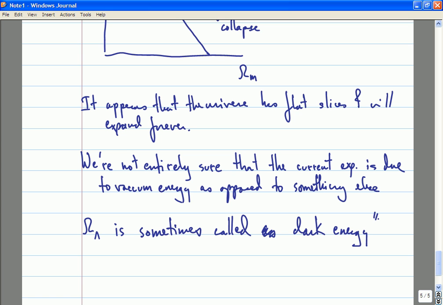Energy, because it's a little similar to vacuum energy, it appears to have no pressure, or it appears to have P equals minus rho, at least right now. And dark, because we can't see it. We only see it through its effect on other objects.